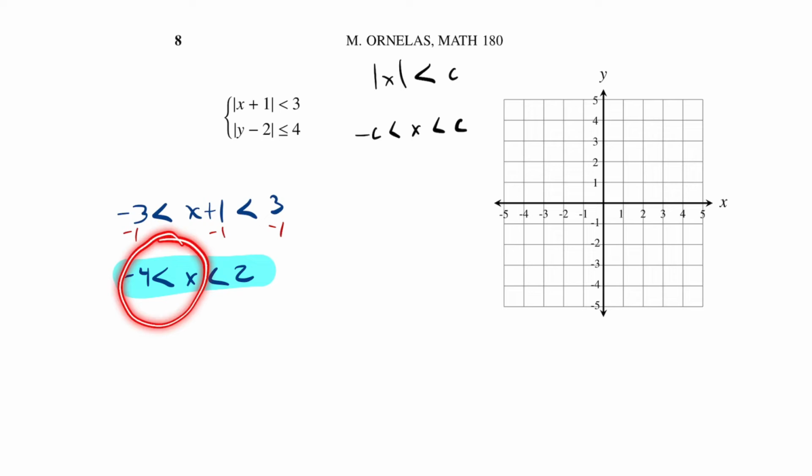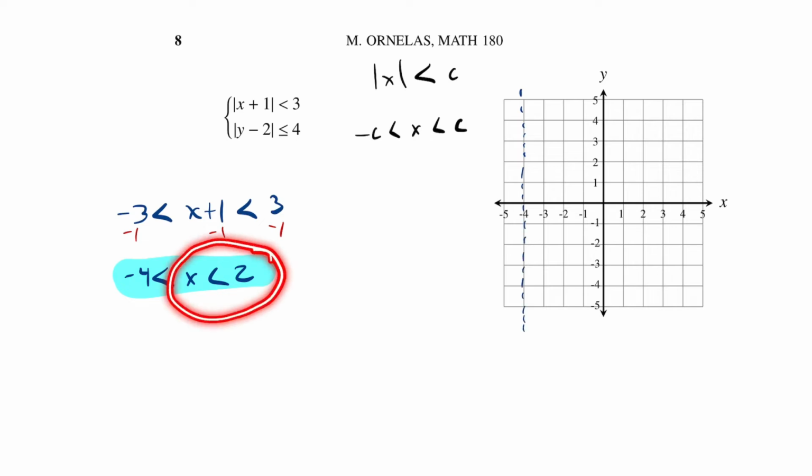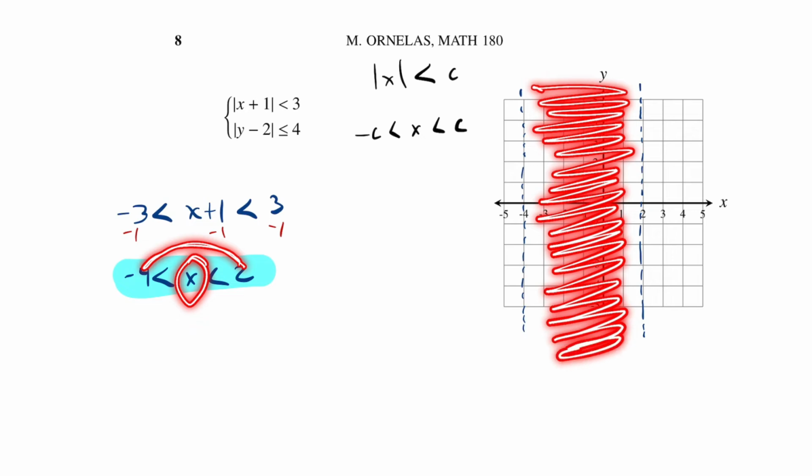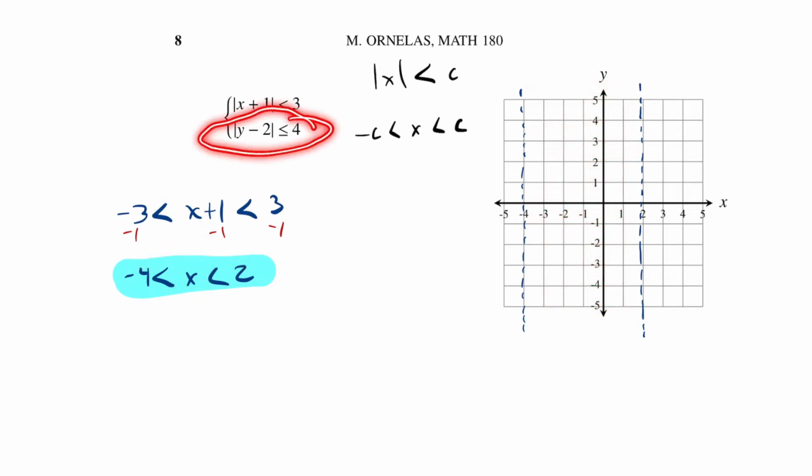So you've gotten that. These are two vertical lines. You have x is greater than negative 4, and you have x is less than 2. So this one here would be a vertical line at negative 4, dashed. This one here is a vertical line at positive 2, also dashed. And this is telling us that the solution set is all the values in between, so the shaded region. But I'm not going to shade yet because we still have a second inequality that we need to work on, so let's do that one now.